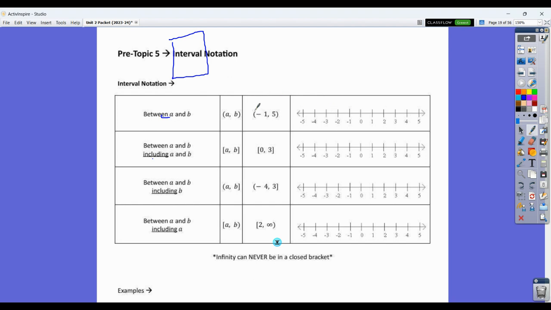So an example is the interval between -1 and 5, non-inclusive. This interval right here means that at -1, I'm not including it because it's in the parentheses. At -1, I'm going to put an open circle, and at 5, I'm going to put an open circle, and I'm going to connect them. We're talking about everything that is in between those, not including the -1 and the 5. So the -1 and 5 aren't defined within that.